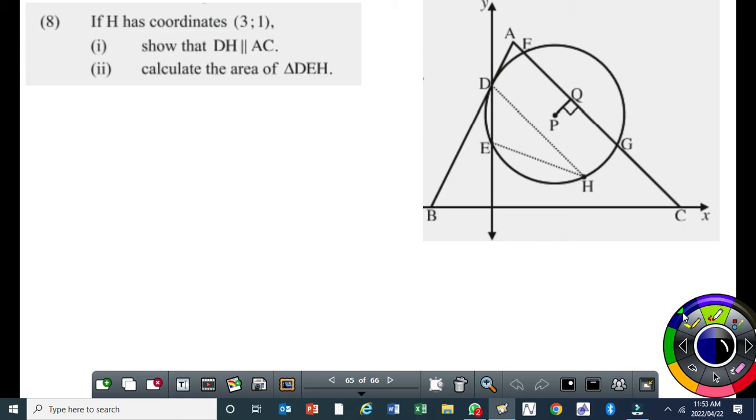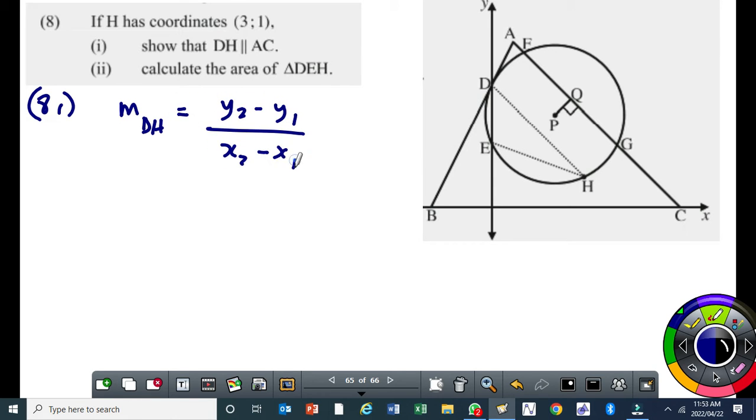Both lines. But we already know that the gradients are the same from the previous question. So number 8(1), m_GH will be equal to y2 minus y1 over x2 minus x1. Now my y2, because I know that the coordinates here are 3, 1, and the coordinates here are 0, 4. So I just have to choose which one I want. I'll choose H as my y2, so that will be 1 minus 4 over 3 minus 0. So that will give me minus 3 over 3.